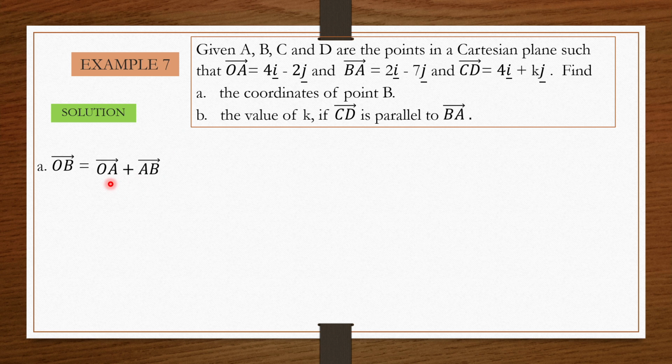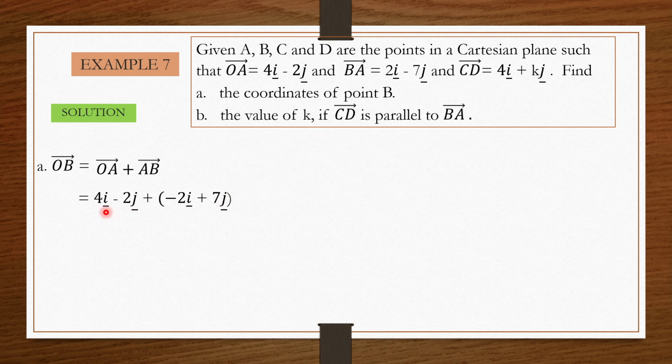So OA plus AB, you will obtain vector OB. Remember, when you are writing the equation, make sure the middle letters are the same. Okay, so here you have vector OA given, so no problem with that. Next, vector AB. You have vector BA. Remember, vector BA equals negative AB. Or in other words, vector AB equals negative BA.